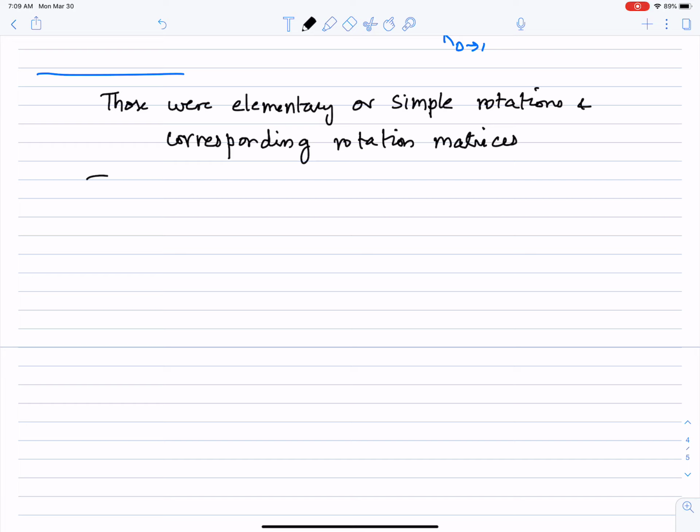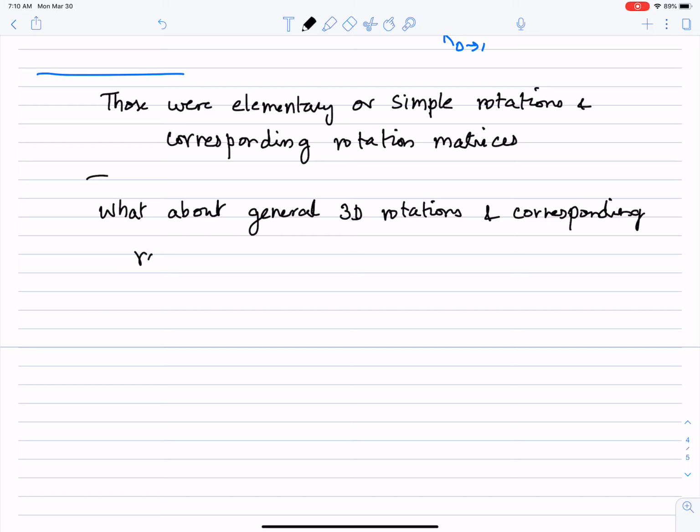What about general 3D rotations and corresponding rotation matrices? And that we shall see in the next video.